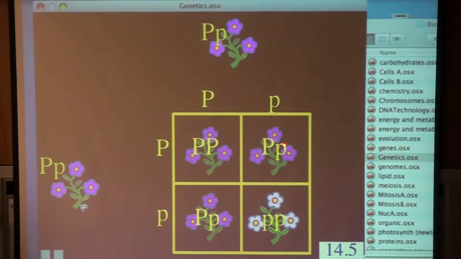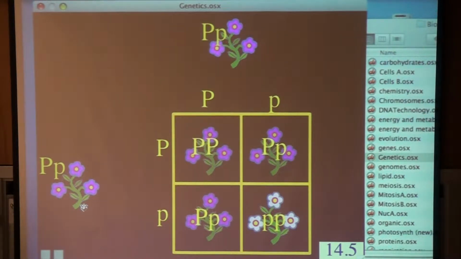If you focus on the phenotypes, you'll get 3 out of 4, or should I say the probability of the offspring showing the dominant phenotype is 3 out of 4, and the probability of the offspring showing the recessive phenotype is 1 out of 4.